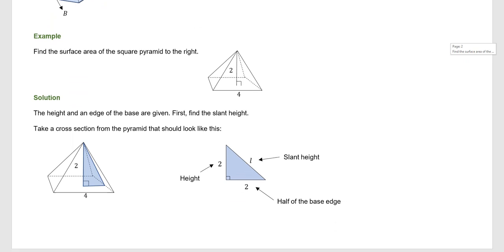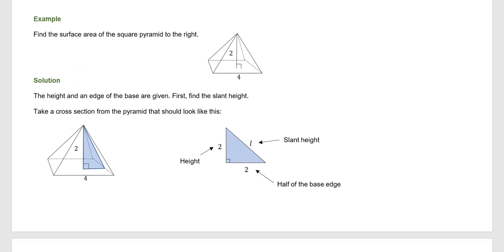Let's look at an example. Find the surface area of the square pyramid to the right. So the edge of the base is 4 units in length. The height of the pyramid is 2. So using this information, we don't have the slant height, but we can find it. Looking at one of the lateral faces, we could take a right angle triangle with the total height of the pyramid and half of one of the edges, and then we can find the slant height.